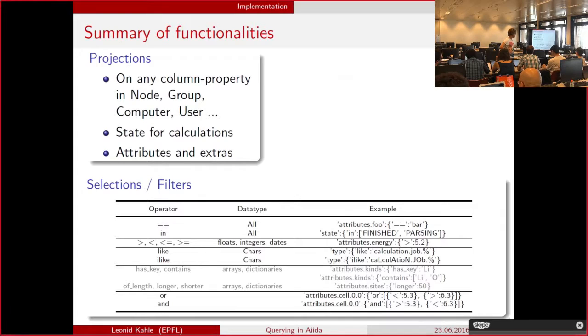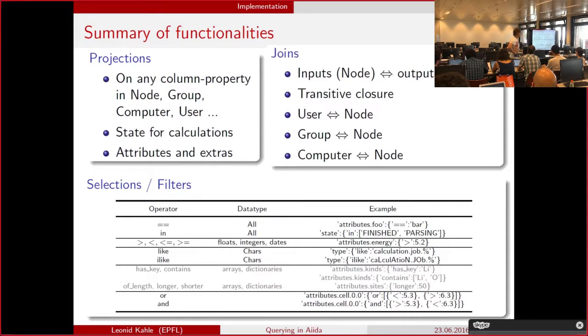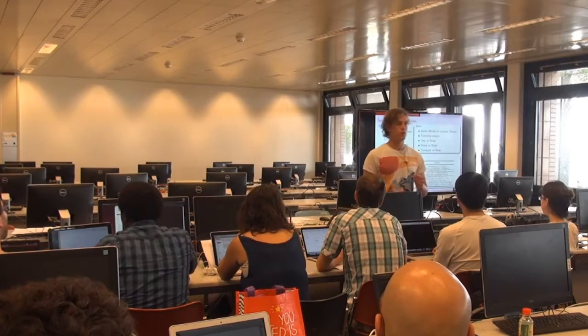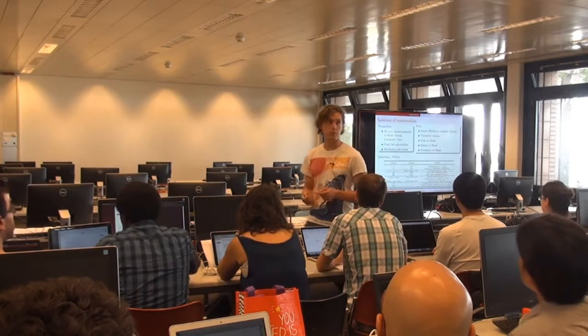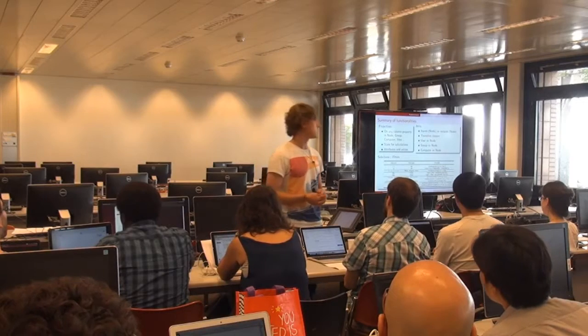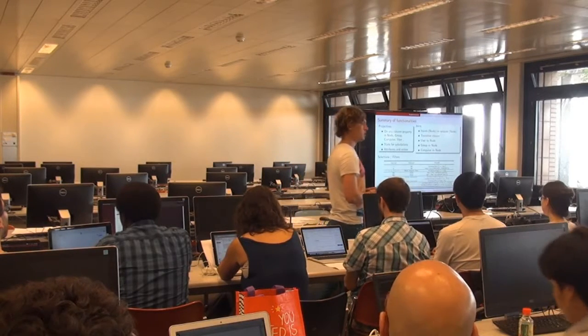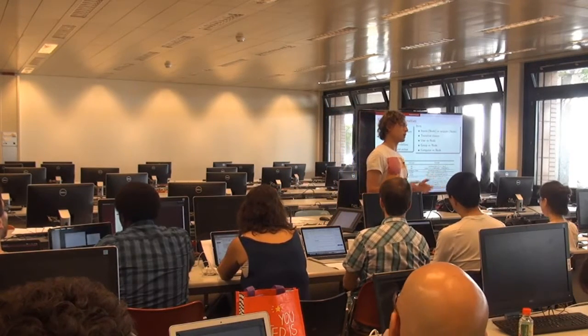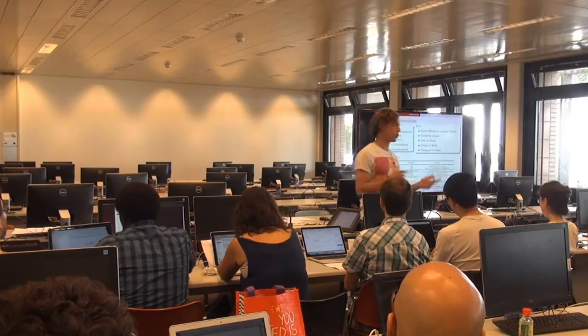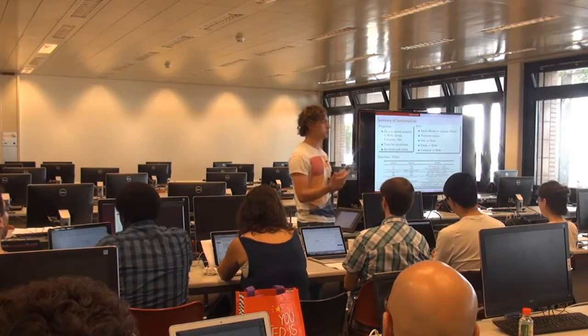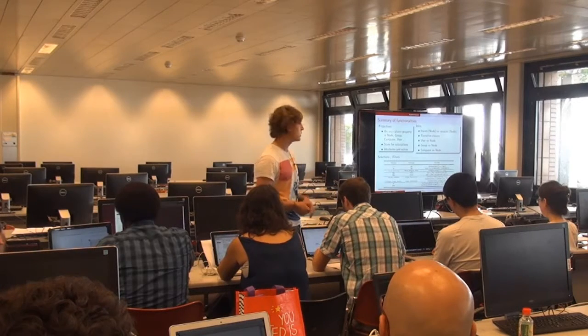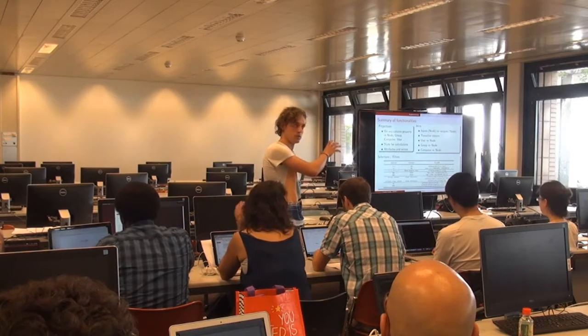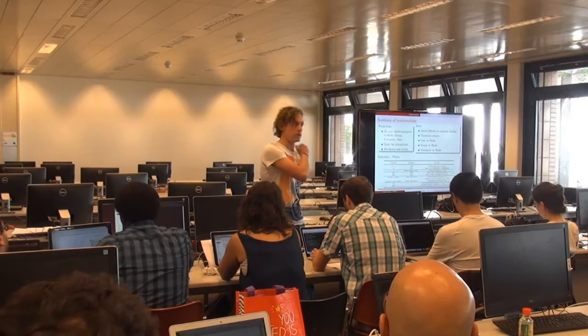So we've implemented a few very common filters to do your selections properly. And we've implemented joins, the joins that you see here. So you can join inputs to outputs, you can traverse via the transitive closure table, you can use computers, users, and groups. So basically any class that you find inside the AiiDA ORM, you can join together and do selections and projections on all of these classes. So this will be just a summary of what's being covered in the exercise later.